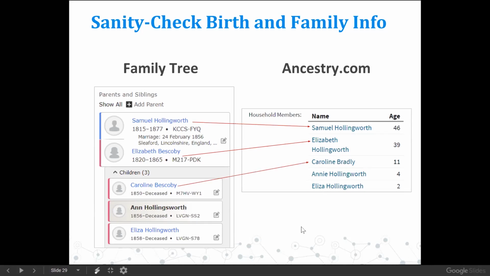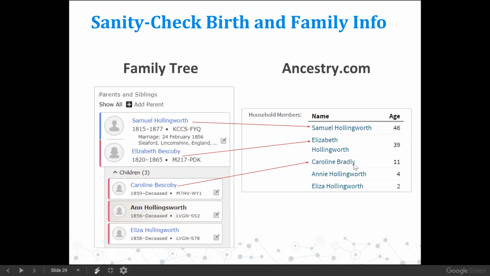We've got a little bit of a hiccup here with a Caroline Bradley, and this Caroline was actually an illegitimate child of, I hate that term. You know what? I'm not going to say that. She was born, because children aren't illegitimate, and a lot of times the mom wasn't either. You know, she could have been raped or whatever. So we can never judge somebody for having a child out of wedlock. But be that as it may, Caroline was born before Elizabeth's marriage to Samuel. So we would say she was born out of wedlock. That's why her name is Bescaby instead of Hollingsworth. But Bradley, where did that come from?